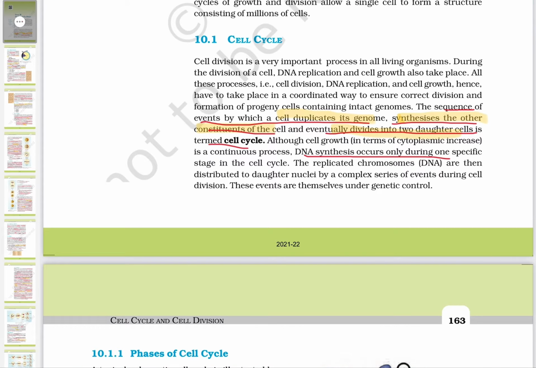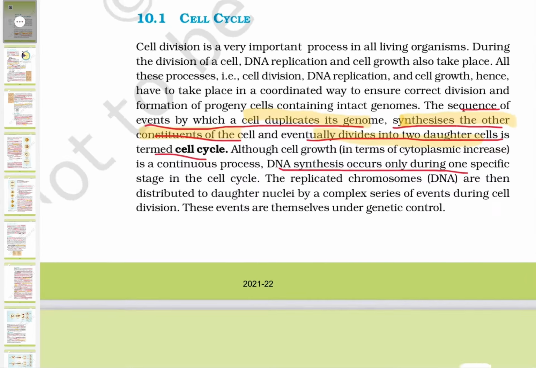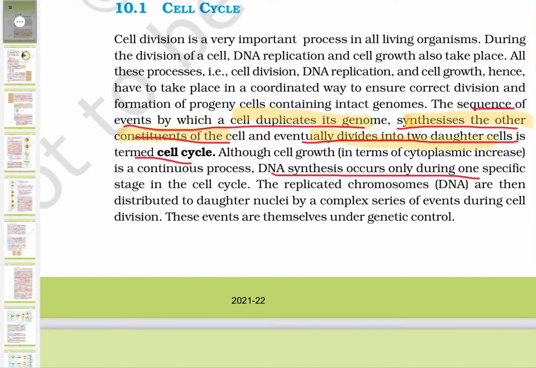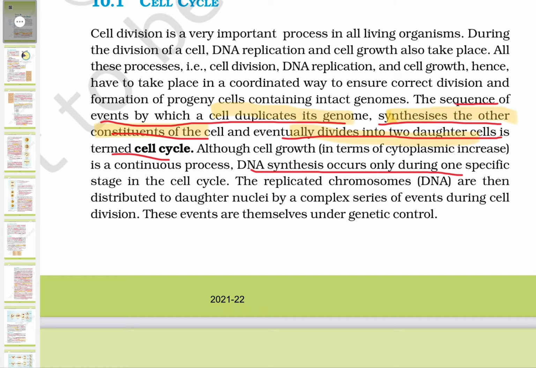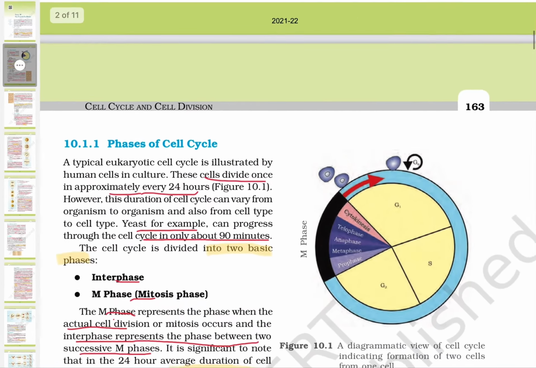So what's the cell cycle? It is the sequence of events by which a cell duplicates its genome, synthesizes the other constituents of the cell and eventually divides into two daughter cells. This is what the cell cycle is. Now, although cell growth is a continuous process, DNA synthesis occurs only during one specific stage in the cycle, and that is the synthetic phase. We are going to come to that later.